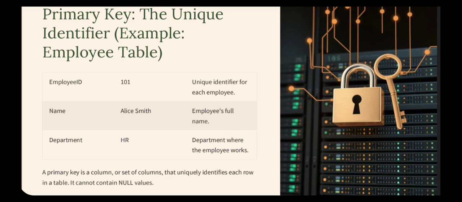Department HR, department will be multiple for multiple people. So here the primary key is the column or set of columns that is uniquely identified. So here 101, that is employee's ID, is the primary key. So let us move towards our next point.